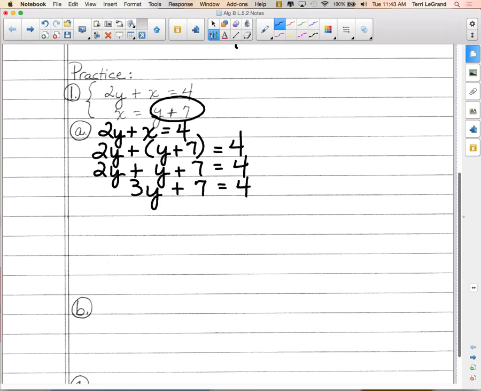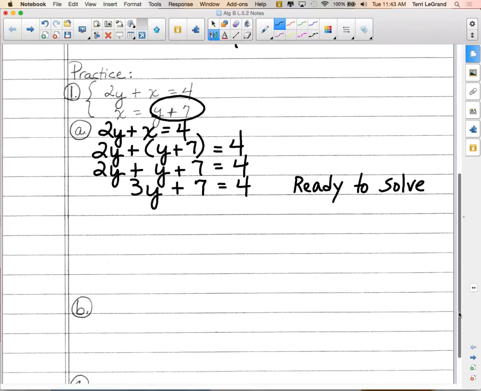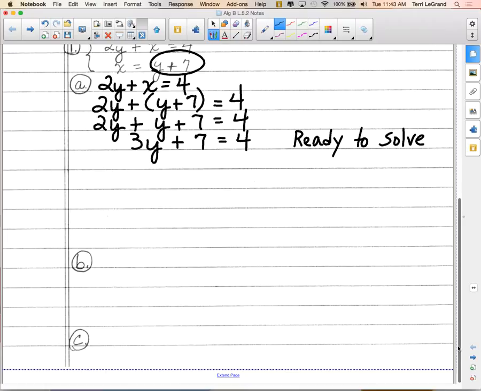Now we're ready to solve. So would you put here, ready to solve. Today we're simplifying algebraic expressions within an equation. We're going to have to either simplify the left side or the right side before we can go about solving. So now we're ready to solve it. And now we got to draw upon our skills from last year. What do we do first?